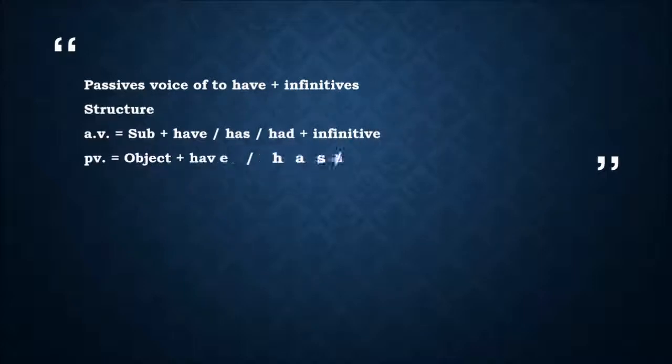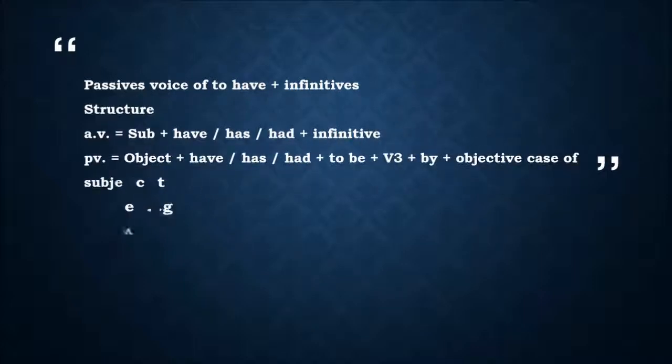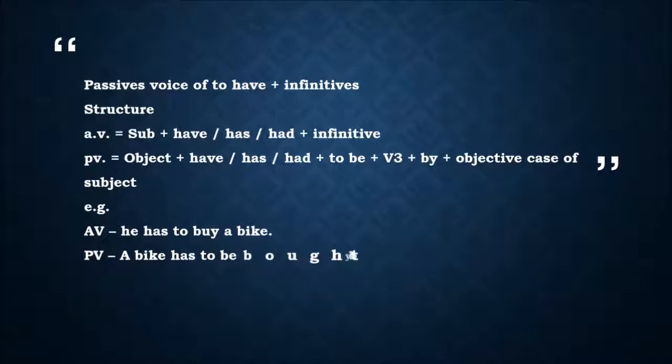O. Passive voice of to have plus infinitive. Structure of active: subject plus have/has/had plus infinitive. Passive: object plus have/has/had plus to be plus V3 plus by plus objective case of subject. Active: he has to buy a bike. Passive: a bike has to be bought by him.